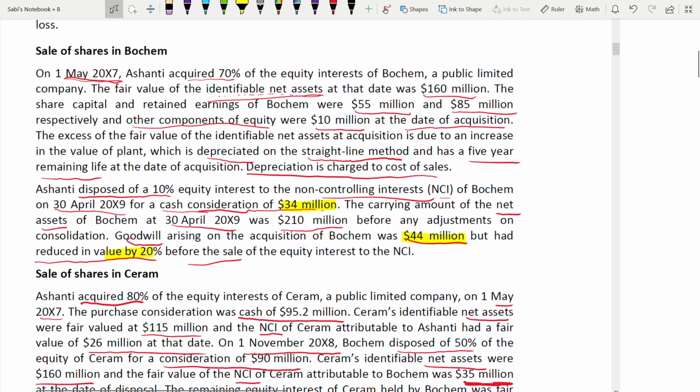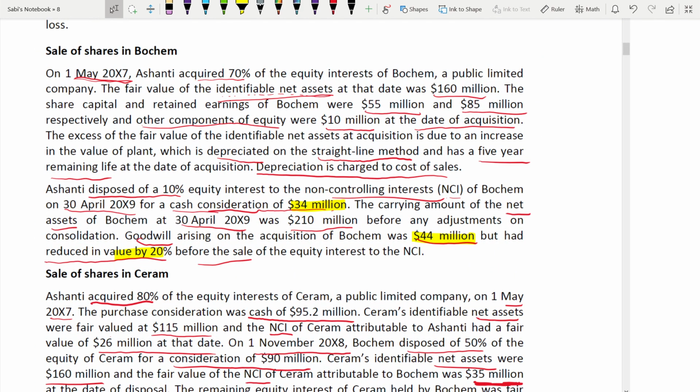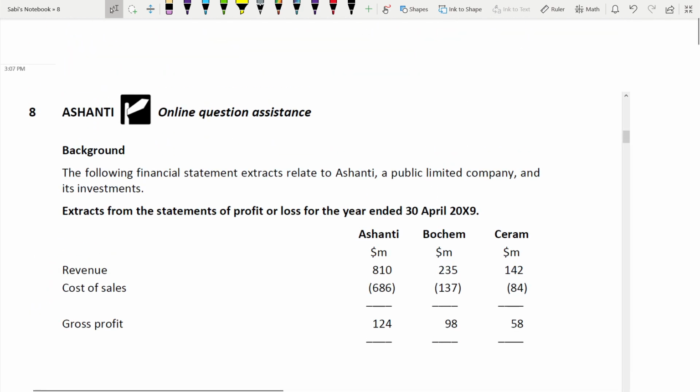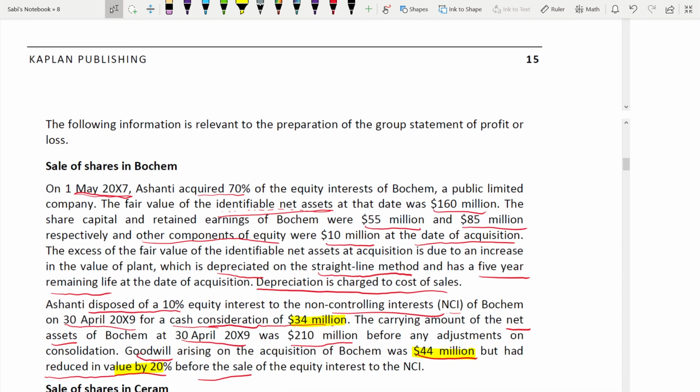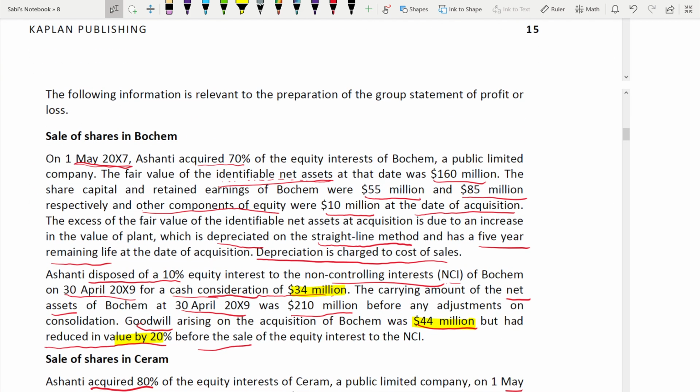It has been clearly mentioned. Where? Are you given the statement of financial position? No, you are not given the statement of financial position. In this question, it is given to you. Let me highlight it for you. It is 55 million. This 55 million is the share capital of Bokum, the subsidiary, not the parent. You are taking the share capital of the subsidiary, remember. And the retained earnings is 85 million, and the other component is 10 million at the date of acquisition.